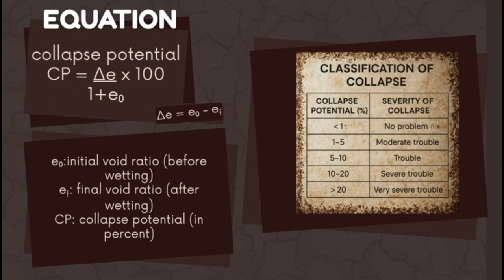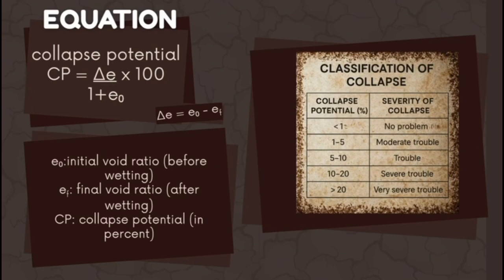So, I will explain the concept here. This equation helps us understand how much a soil sample collapses when it gets wet. In simple terms, it compares how much the soil compressed after wetting to its original volume. Void ratio, as you may know, is the volume of voids over the volume of solids. So, a decrease in the void ratio due to wetting indicates that the soil structure is collapsing.